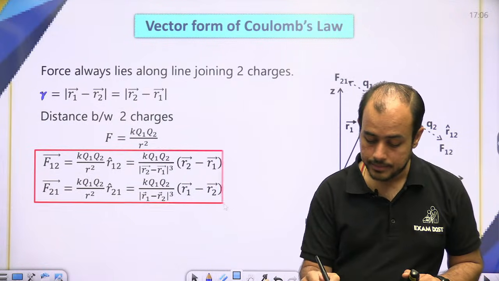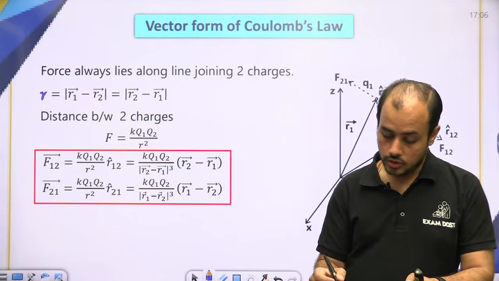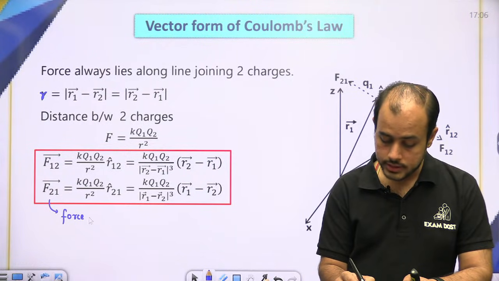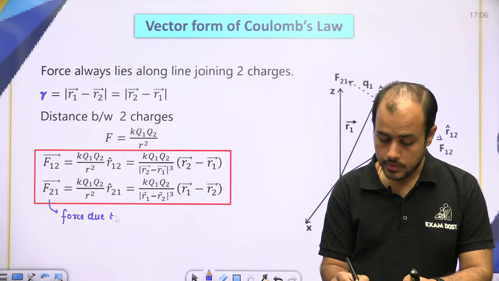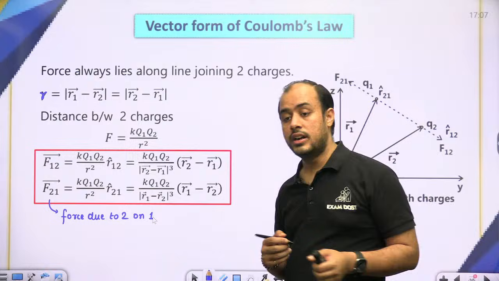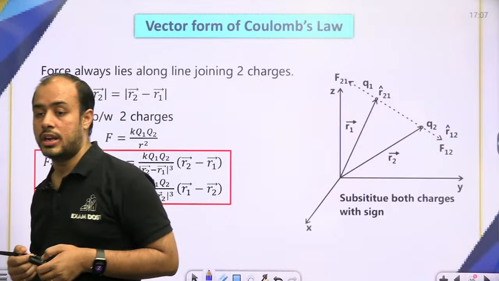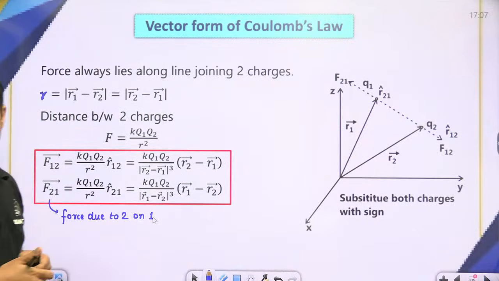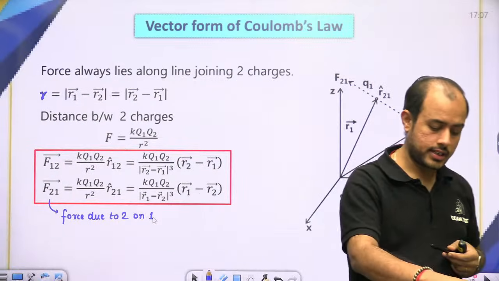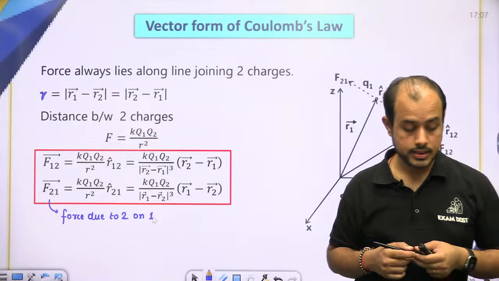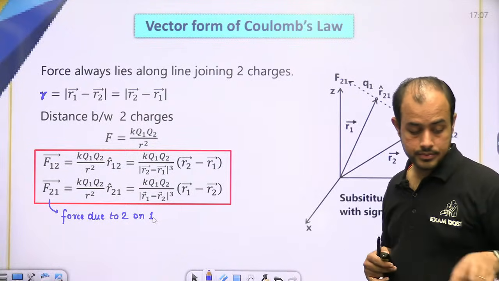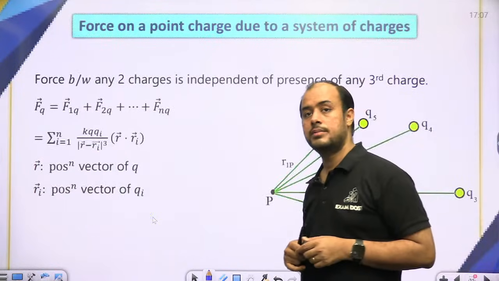समझ में आया भाई? So what is F21? Force due to 2 on 1. And F12 is force due to 1 on 2. ठीक है? एग्जाम दोस्त वाला देखो बेटा, लेटेस्ट लेक्चर वही है कन्वोल्यूशन वगैरह के लिए. ठीक है? बात क्लियर हो गई यहां तक भाई? Is that clear to everyone?